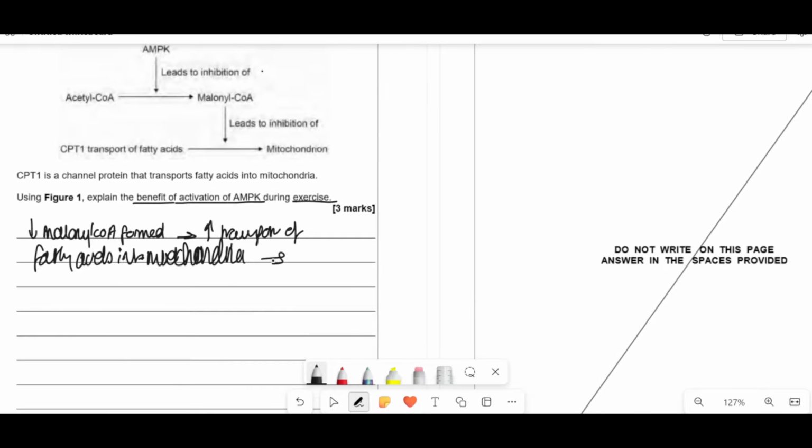You need to think about what fatty acids in a mitochondria would do for exercise. You can oxidize or you can respire, either one's fine, using the fatty acids to generate ATP. Because the mitochondria can also use other things as respiratory substrates, like fatty acids and amino acids too. So that's what it is.